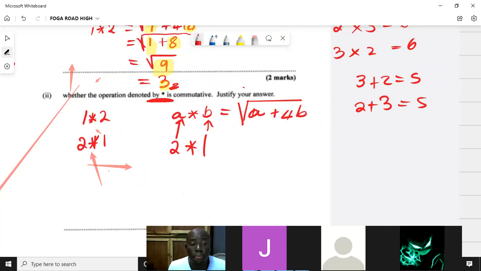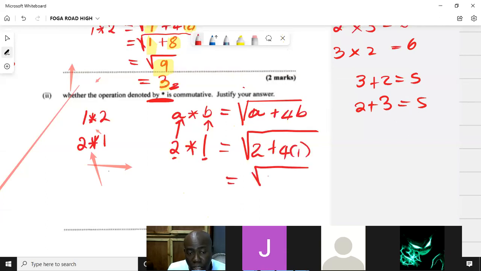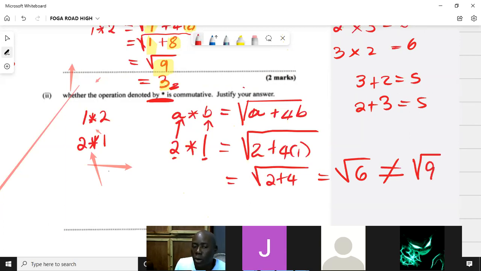Things change now. So then we're going to have the square root of, the first one is A, so we put 2 plus 4 times B, but B is 1 this time, 1. I'm already seeing that it's not. So this is 2 plus 4, and this gives us the square root of 6. You can see the square root of 6 is not equal to the square root of 9. Everybody agree? The square root of 6 is not equal to the square root of 9.